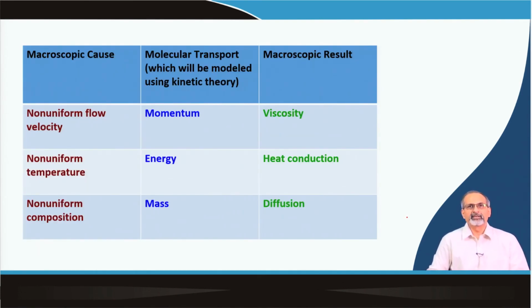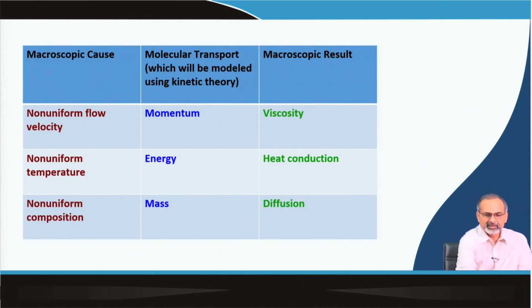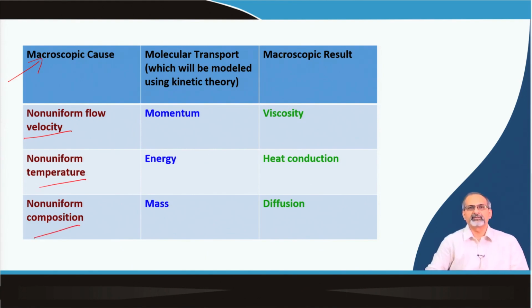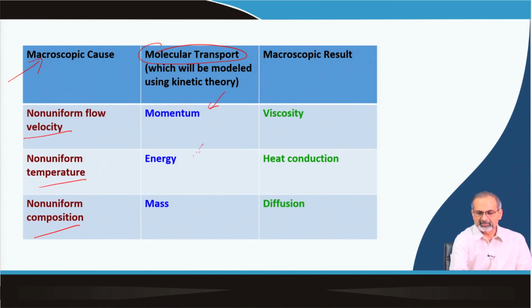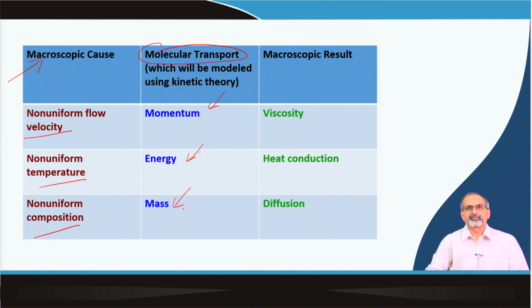Now, when we look at the phenomena from different angles, there is a macroscopic cause. We say that there is non-uniformity in either velocity, temperature or composition, which we were just talking about a few seconds back. The associated molecular transport, which we would try modeling using kinetic theory later, is essentially transport of momentum, energy and mass, and the macroscopic results are nothing but viscosity, heat conduction and diffusion.